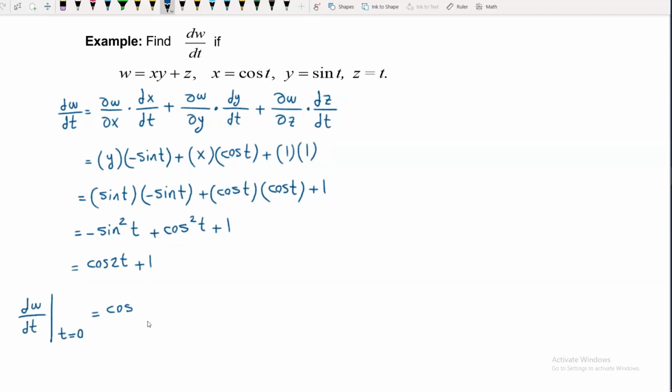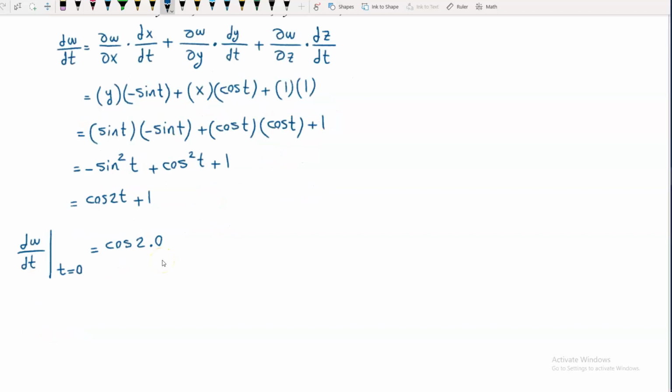So the derivative of w with respect to t evaluated at t equal to 0 is equal to cosine 2 times 0 plus 1. And this is equal to cosine 0 plus 1. Cosine 0 is 1, so here we have 1 plus 1. So this is equal to 2.